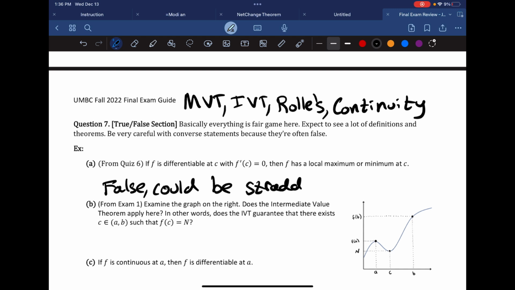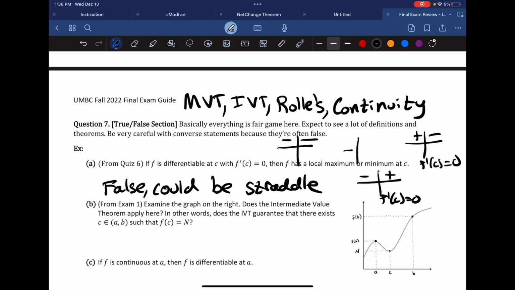Because a min has to go from decreasing to increasing on either side of the place where f prime of c equals 0, and then a max has to go from increasing to decreasing at the place where f prime of c equals 0. If it goes negative to negative or positive to positive, then these are straddles. So it is not sufficient to say that f prime of c just has to be equal to 0. You also have to switch your signage on either side of the interval.